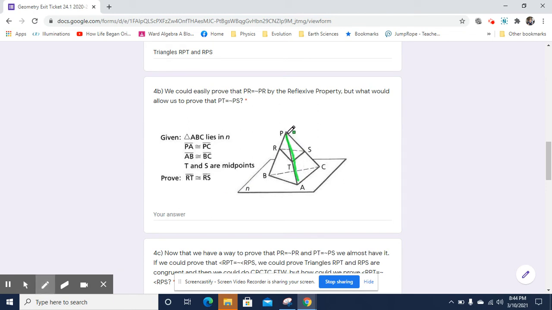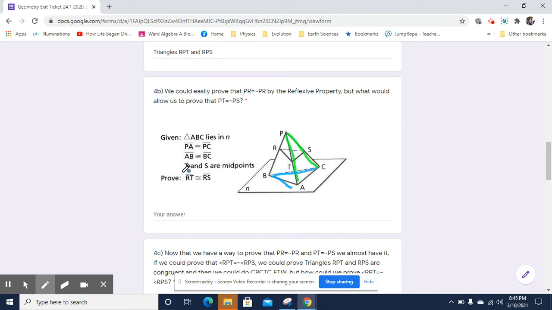PA is congruent to PC. We've also been told that AB is congruent to BC. Okay, that doesn't seem to get at what we need to prove that PT and PS are congruent. But these two green lines are promising because those are congruent and PT and PS are parts of those.